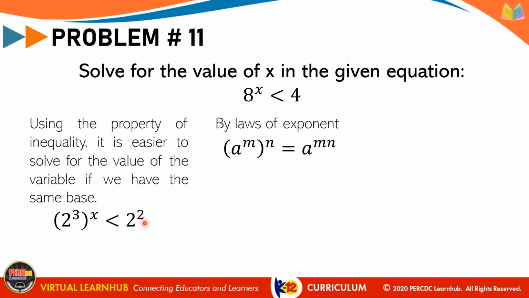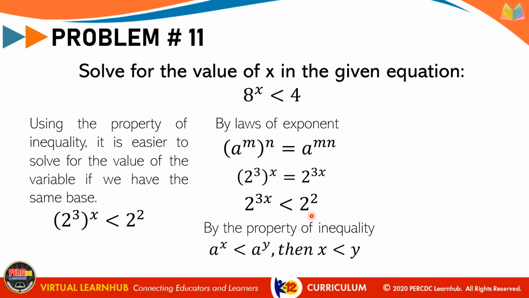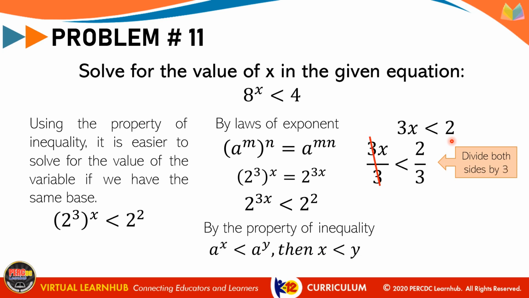By the laws of exponents, we have a raised to m raised to n equals a raised to mn. So if we have 2 cubed raised to x, we will just multiply 3 and x, giving us 2 raised to 3x. Therefore, we will have 2 raised to 3x is less than 2 squared. So by the property of inequality, if we have a raised to x is less than a raised to y, then we can say that x is less than y. So we can say that 3x is less than 2. Divide both sides by 3, cancel 3, and we will have x is less than 2/3.